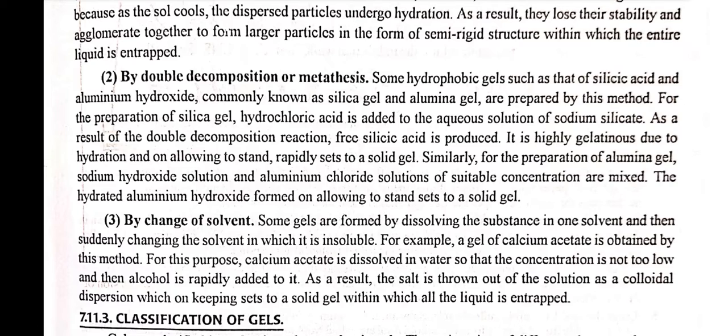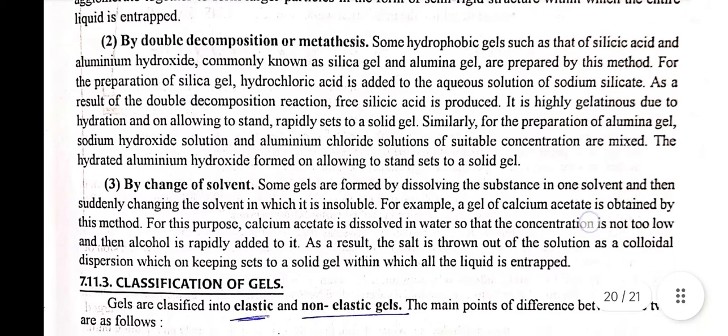Similarly, for the preparation of alumina gel, ammonium hydroxide solution and aluminum chloride solution of suitable concentration are mixed. The hydrated aluminum hydroxide formed, on allowing to stand, sets into a solid gel.